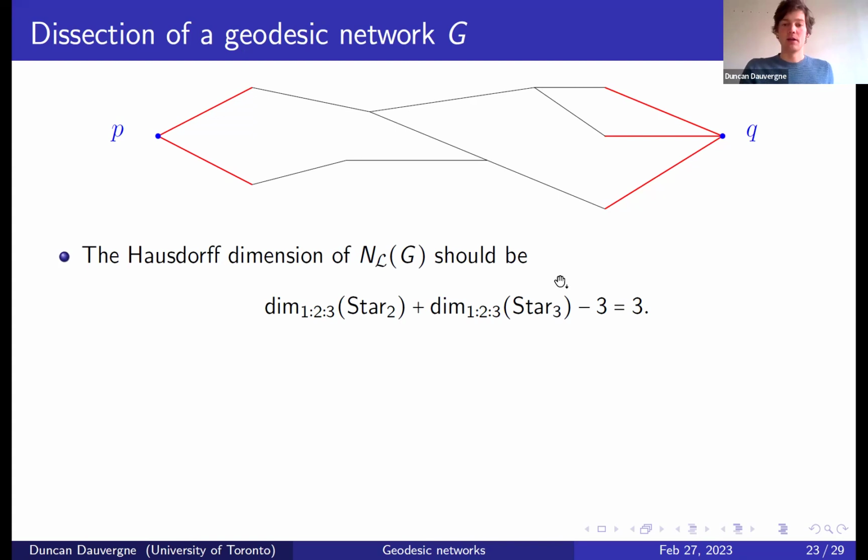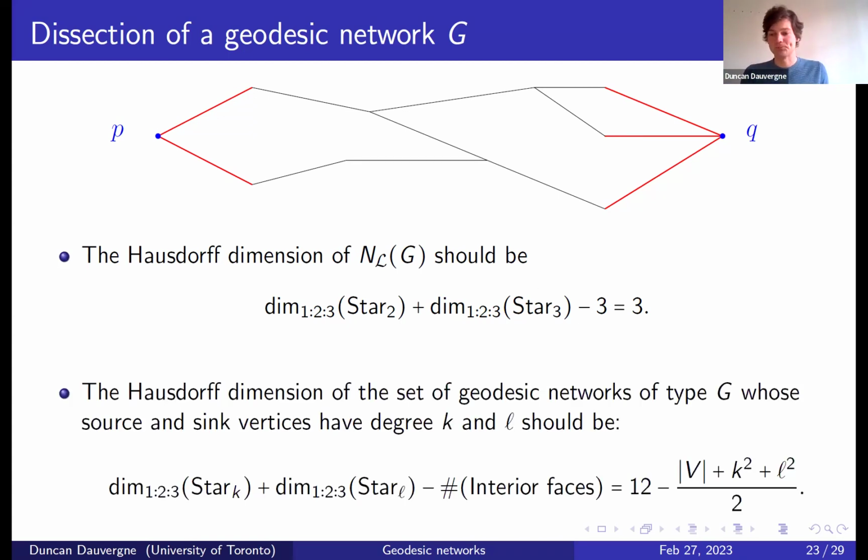So if we know our 2 star and 3 star dimensions, then the Hausdorff dimension of the whole network should be given by this kind of formula. This is the story. The Hausdorff dimension for a set of geodesic networks whose source and sink vertices have degree k and L should be the following: dimension of the k stars plus dimension of the L stars minus the number of interior faces. And that has a simple formula based on the K star L star theorem.